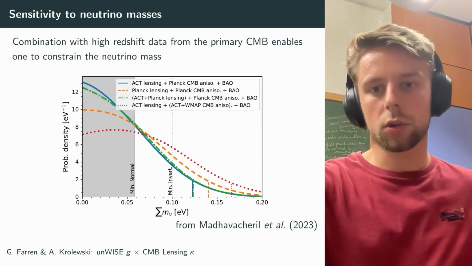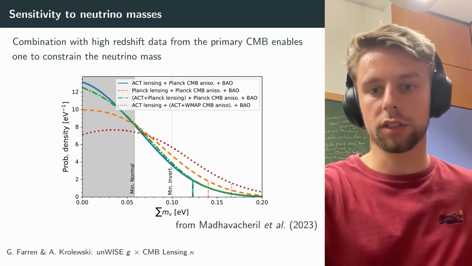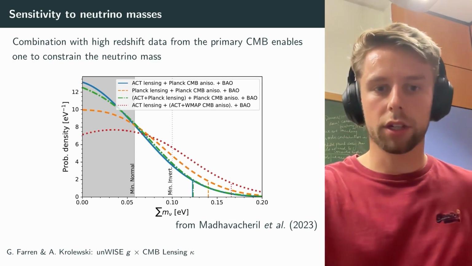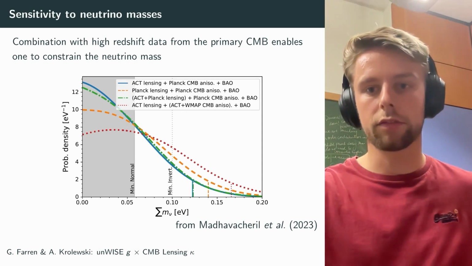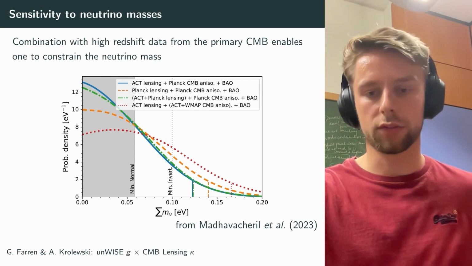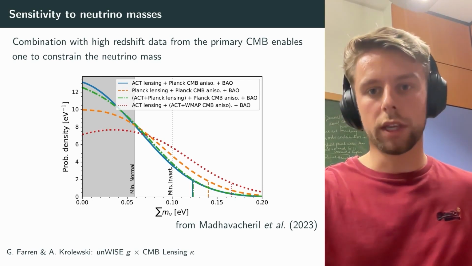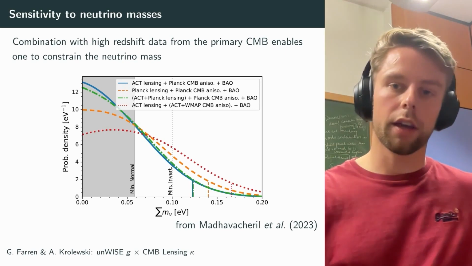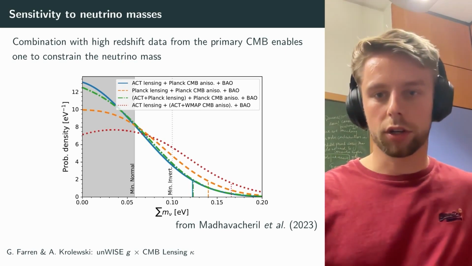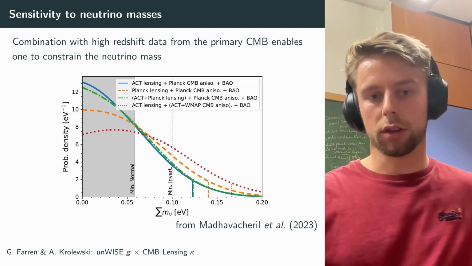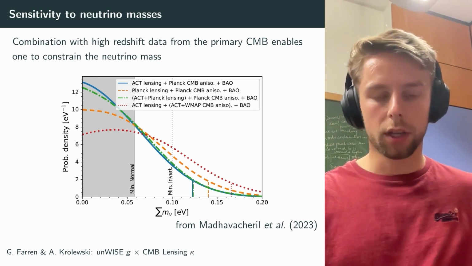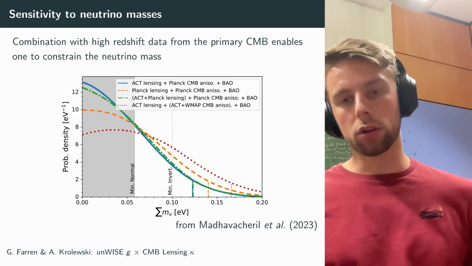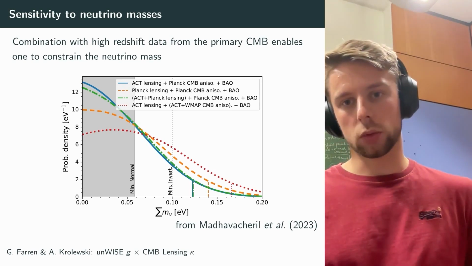In addition, this also helps improve your sensitivity to neutrino mass. By combining high redshift data from the primary CMB and low redshift data from galaxy weak lensing surveys and from CMB lensing cross correlations, we can constrain the neutrino mass by probing the evolution of structure between high redshifts and low redshifts. Here is a plot from the recent ACT DR6 lensing paper, where we see the constraints that were obtained there. We expect that those can be improved once we add the cross-correlation data as well.